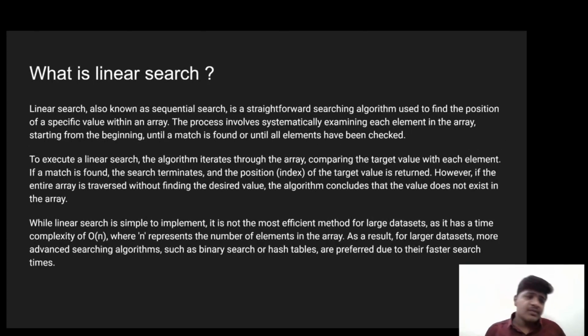What is a linear search? Linear search, also known as sequential search, is a straightforward searching algorithm used to find the position of a specific value in an array. The process involves systematically examining each element in the array, starting from the beginning, until a match is found or until all elements have been checked. To execute a linear search, the algorithm iterates through the array, comparing the target value with each element. If a match is found, the search terminates and the position of the target value is returned. However, if the entire array is traversed without finding the desired value, the algorithm concludes that the value does not exist in the array. While linear search is simple to implement, it is not the most efficient method for large datasets, as it has a time complexity of O(n), where n represents the number of elements in the array. As a result, for larger datasets, more advanced searching algorithms such as binary search or hash tables are preferred due to their faster search times.